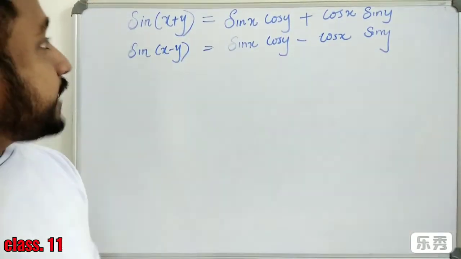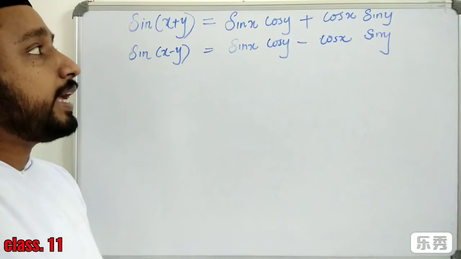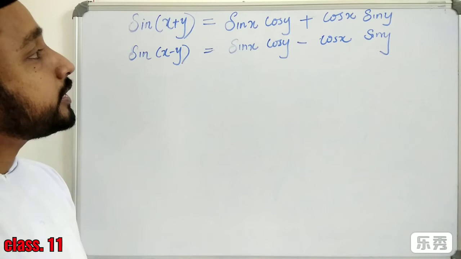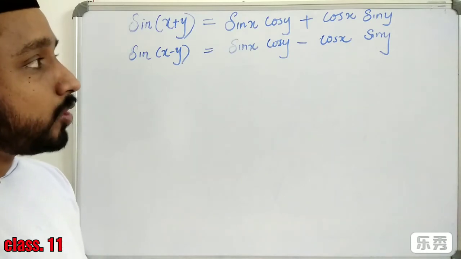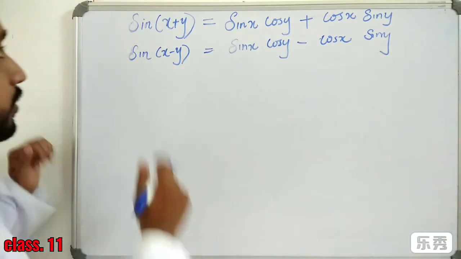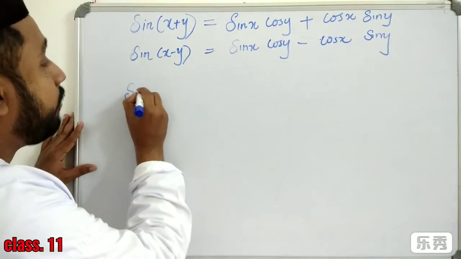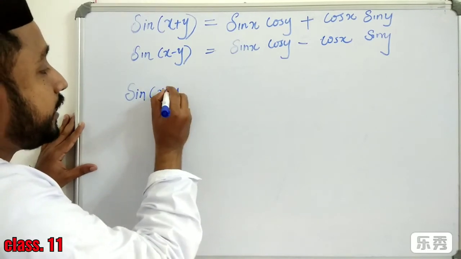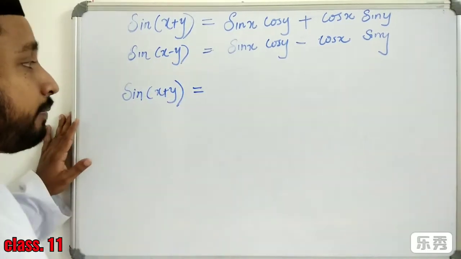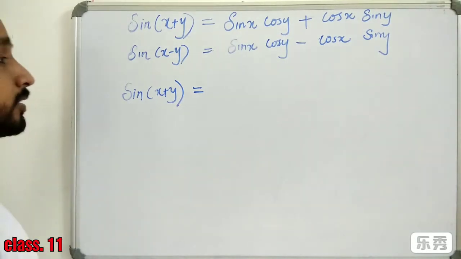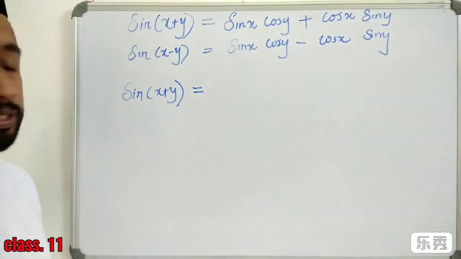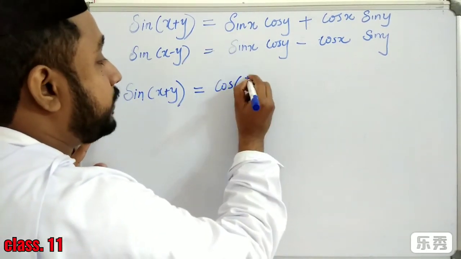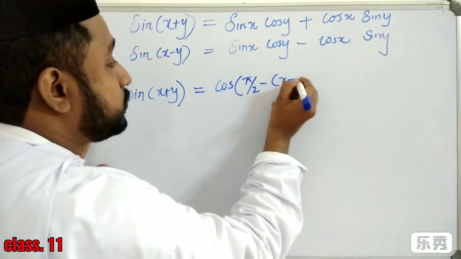Another two results. Sin(x + y) is equal to sin x cos y plus cos x sin y. Sin(x − y) is equal to sin x cos y minus cos x sin y. So sin(x + y): let us check how we get these results. We can write sin(x + y) using sin x is equal to cos(π/2 − x). So sin(x + y) is cos(π/2 − (x + y)).